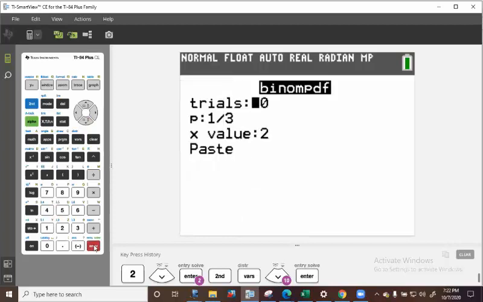Okay, so once again, the 83 is not going to see this, but you're going to enter the numbers in there. So it was 20 trials for this one. So you'll go 20, comma.